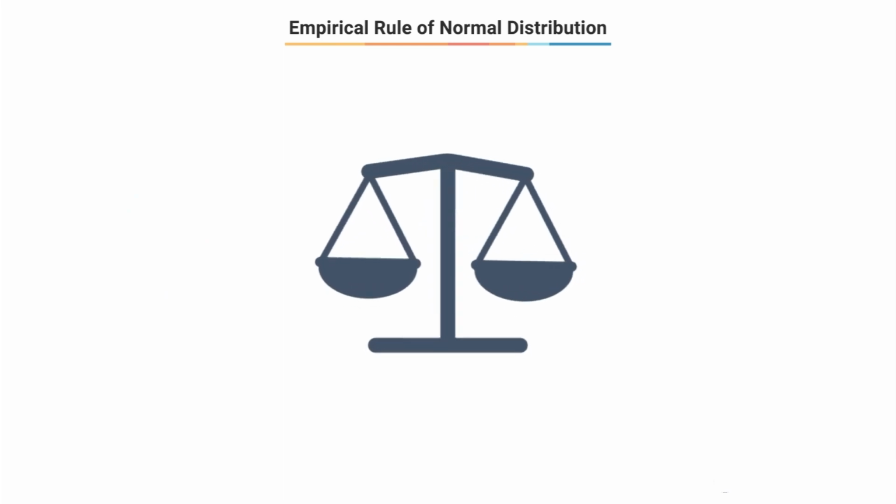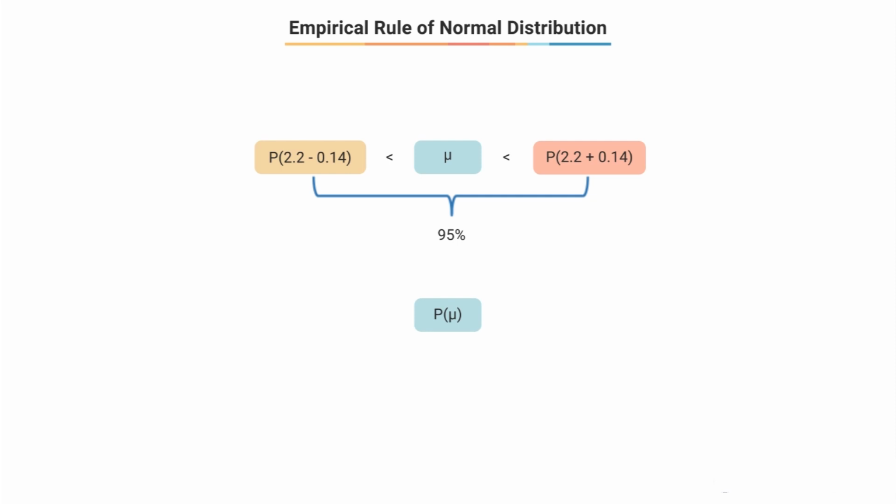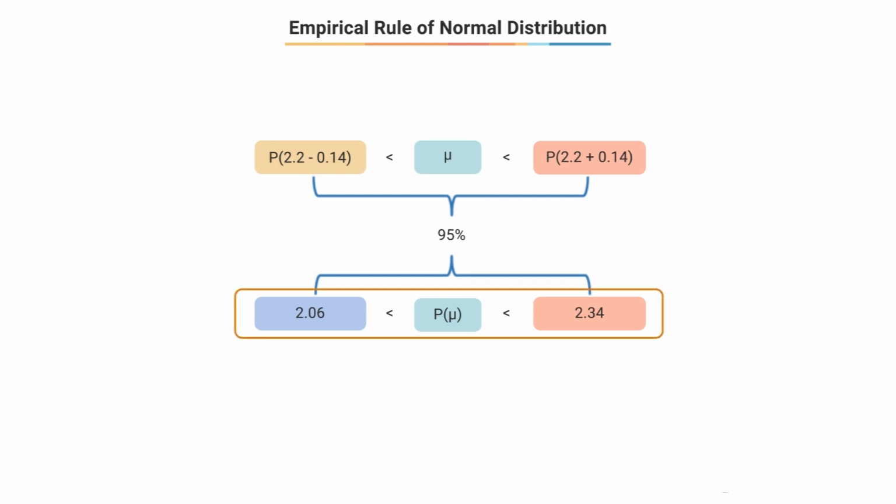So since both of these are the same equation, you can say that the probability of 2.2 minus 0.14 being less than mu, and mu being less than 2.2 plus 0.14, is 95%. Or in other words, the probability of mu lying between 2.06 and 2.34 is 95%. Hence, you can say with 95% probability that the mean will lie between 2.06 and 2.34. And you found out this value just by using the 1, 2, 3 rule without even knowing the value of mu.